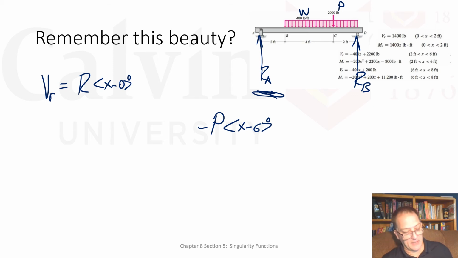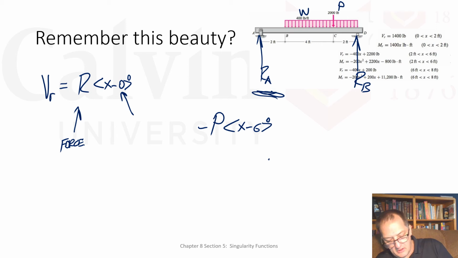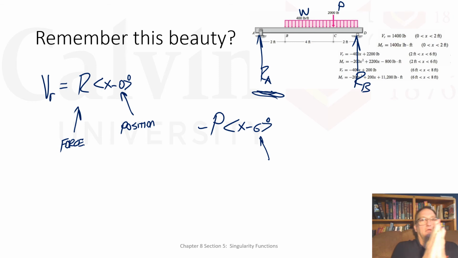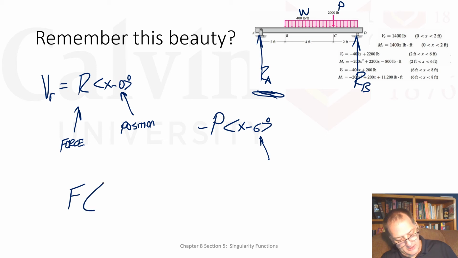Well, let me tell you what's going on here. First, that's the force that's applied. This value here, this 0 or this 6, that's the position in which we apply it. That is, whatever value I put in for that constant. So now it's going to be a force times the singularity function, sharp corner, x minus, we called it XO in our table.